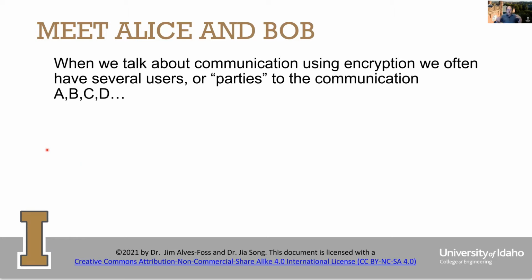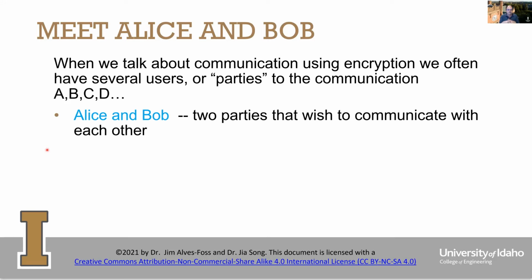So when we talk about communication with encryption, we often have several users, or what we call parties in the communication. You're a mathematician, you write them down, you give them names, you give them labels, A, B, C, D. The power of mathematics is when you're defining things, you always give them names, give them labels to use them.